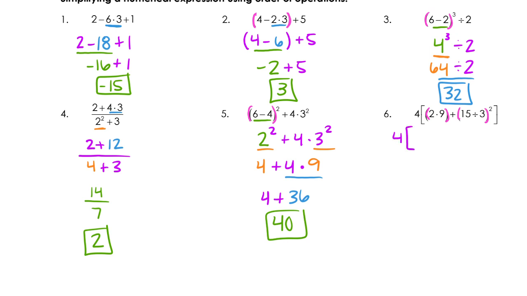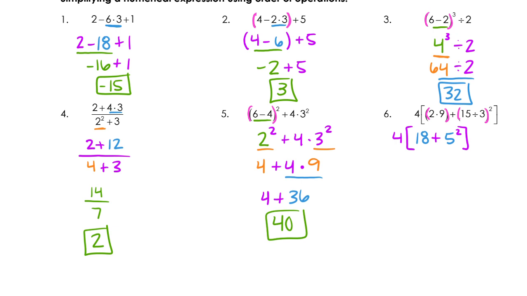2 times 9 is 18, and since that is one number, I get to drop the parentheses. Then I'm going to bring down this plus sign, and then we have 15 divided by 3 gives us 5, and since again that is one singular number, I get to drop the parentheses, but I cannot forget to bring that square down with it, and then close our bracket. So just in one step, all of those parentheses went away.